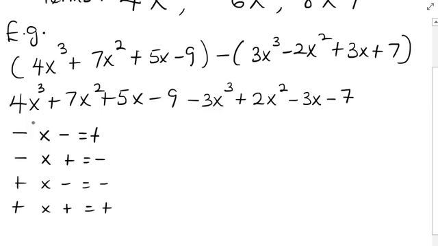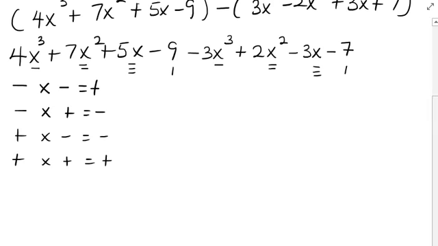By looking at the variables and their power. The ones with a similar power are those that will group together. So I'll be using strokes to identify them. So x cubed is the highest order, or highest power, that we have. So it's 2x cubed, so this will go together. X squared here and x squared here will go together. X here and x here will go together, and our constants will be grouped together.